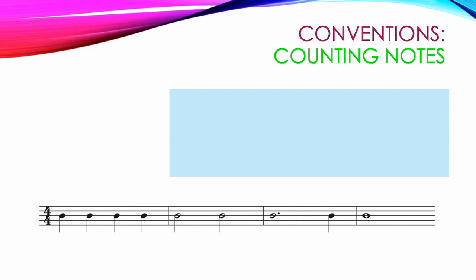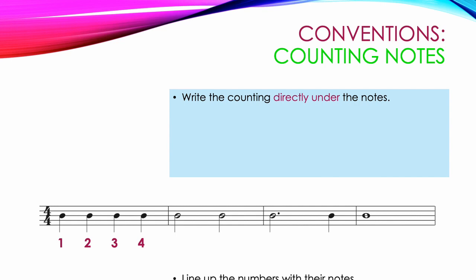Conventions is another word for rules, so we're going to go over the rules for counting notes. Write the counting directly under the notes. So in the first measure of this example, we have 4 quarter notes. So we want to put the numbers directly underneath the notes. 1, 2, 3, 4. We want to make sure to line up the numbers with their notes.